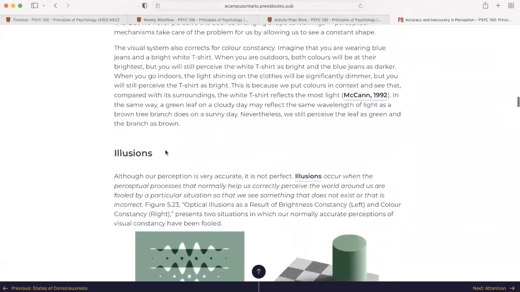The visual system also corrects for color constancy. Imagine that you are wearing blue jeans and a bright white t-shirt. When you're outdoors, both colors will be at their brightest, but you will still perceive the white t-shirt as bright and the blue jeans as darker. When you go indoors, the light shining on the clothes will be significantly dimmer, but you will still perceive the t-shirt as bright. This is because we put colors in context and see that compared with its surroundings, the white t-shirt reflects the most light.